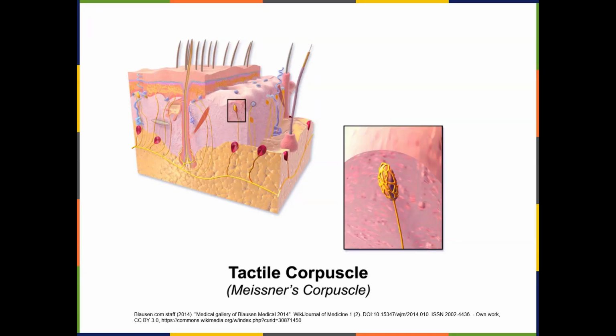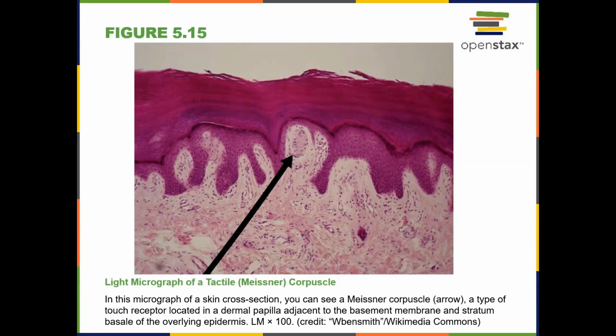These are commonly found within the skin on the tips of the fingers, and they are very sensitive to detect light touch. They are found in skin in other regions of the body, but they're most highly concentrated in the thick skin of the fingertips. And these tactile corpuscles are located in the dermal papillae within the papillary layer of the dermis. Here we can see a photomicrograph of a tactile corpuscle in the papillary layer of the dermis.